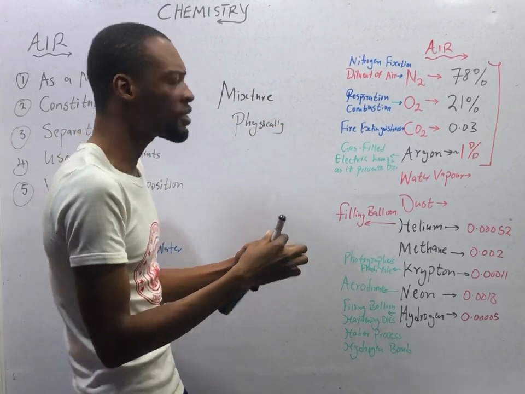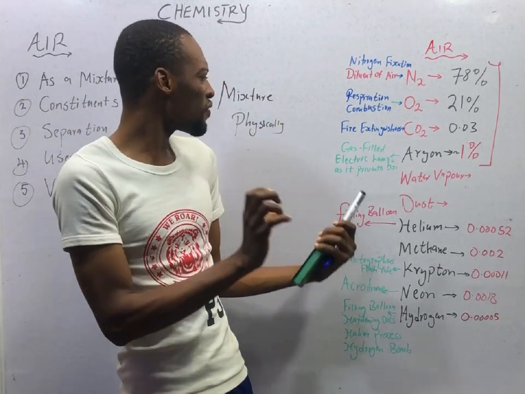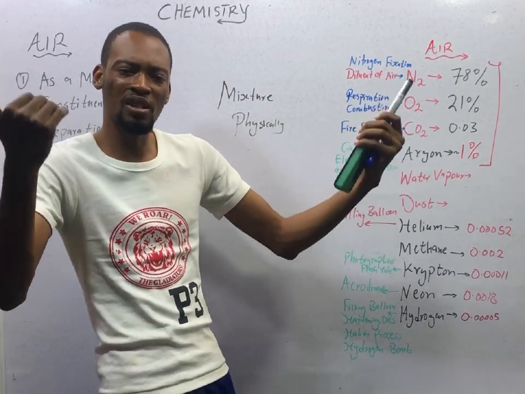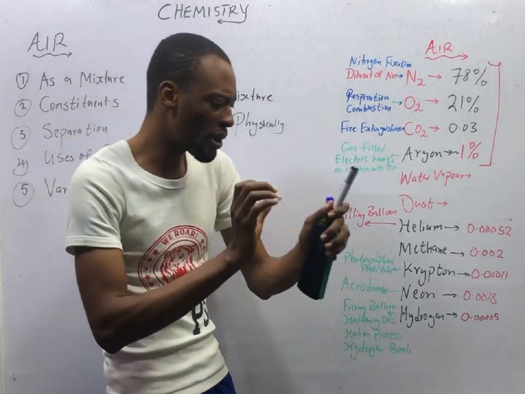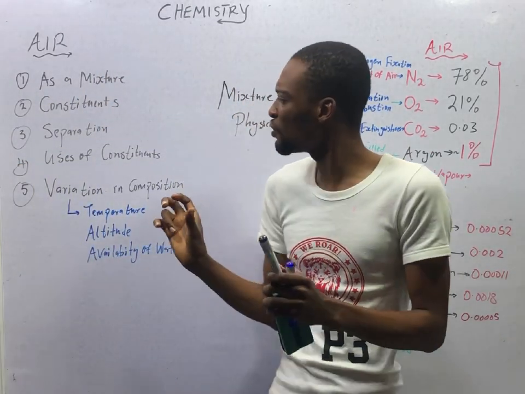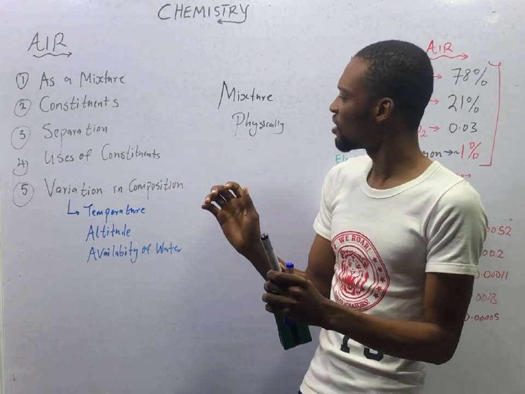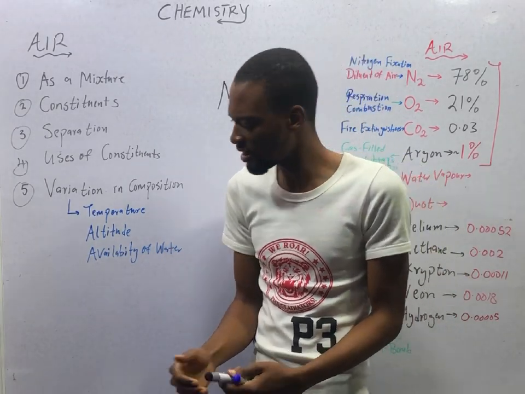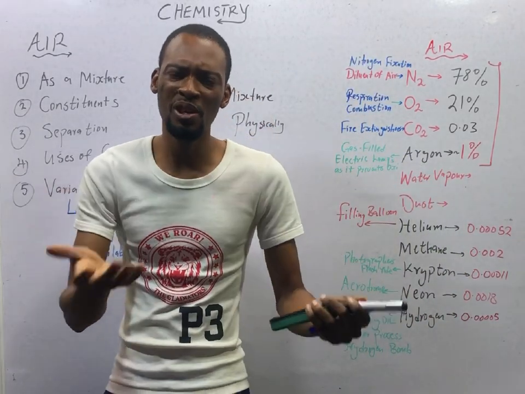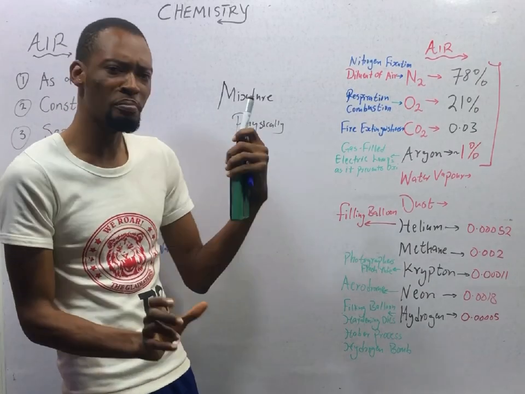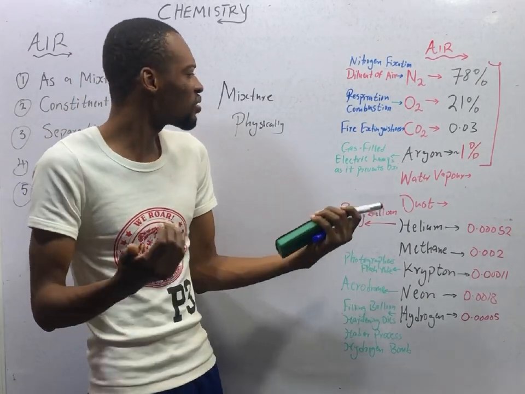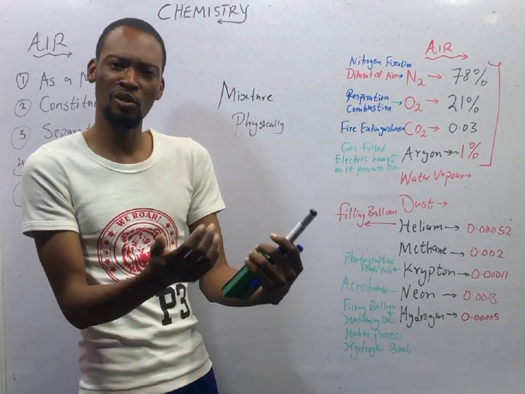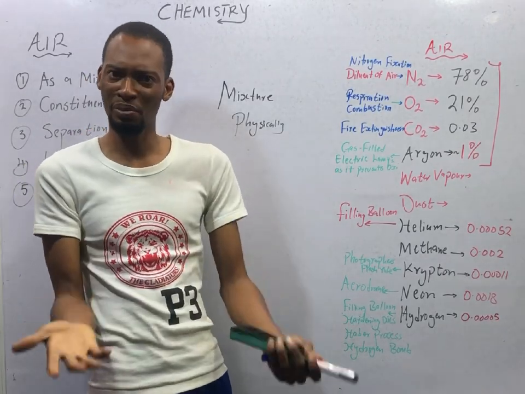One of the features of mixture is that each of the components making the mixture retain their properties, and this is what distinguishes it from compound, because compounds are chemically combined and each of the elements making up the compound, they don't retain their features. Another property of mixtures is that they can be separated, and the composition of mixture actually varies. It is not constant. Example of mixture: if you pour sand inside water or garri, you form a mixture.